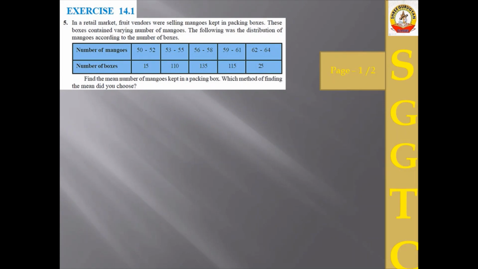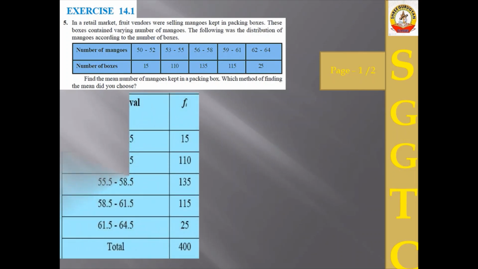14.1, question number 5. Number of mangoes and number of boxes. Find which method you apply for the mean. Very easy. So first of all, class interval and fi. Students, your class interval is not given in continuous form, that's why I wrote 49.5 to 52.5. Again I explain, 50 to 52, next 53 to 55. So students, this data is not continuous, so you take the lower class limit minus 0.5 and the upper class limit plus 0.5, then you get 49.5 to 52.5, 52.5 to 55.5, and like that. All the frequencies you add, 15 plus 110 plus 135 plus 115 plus 25, it becomes 400.